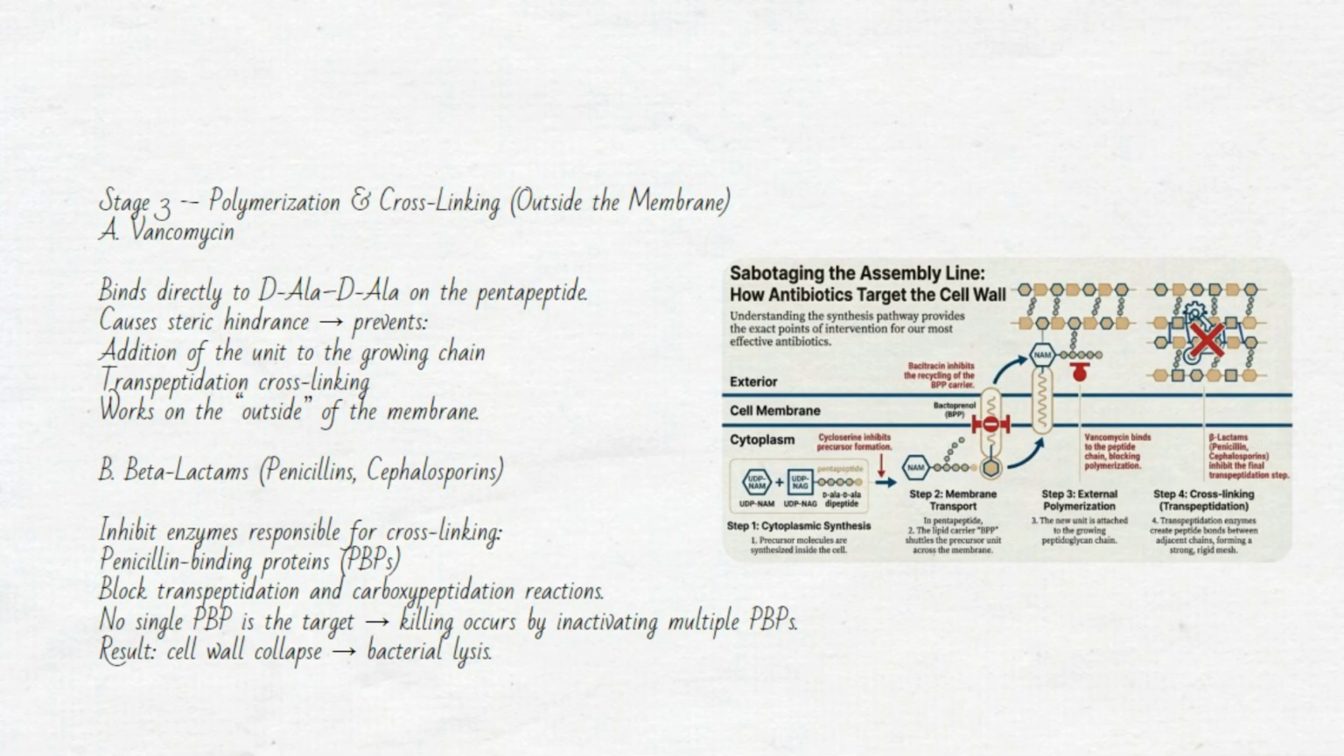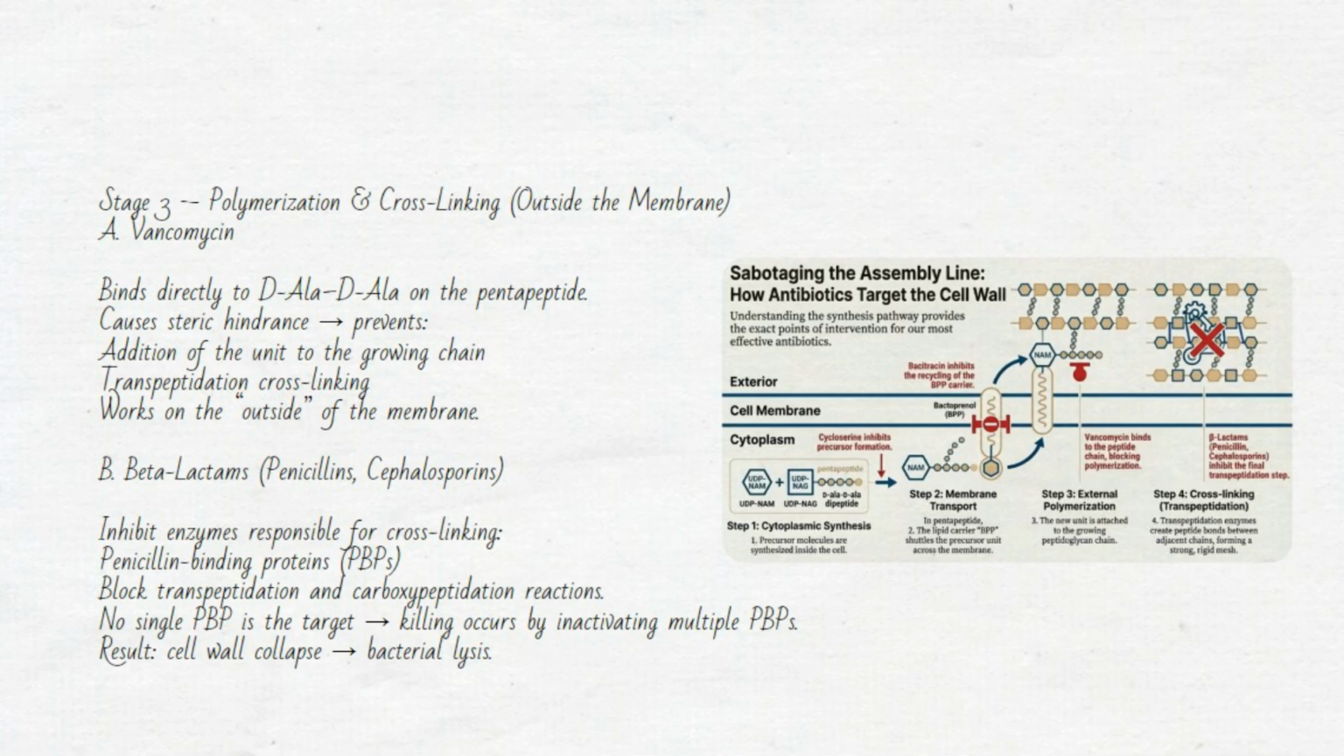So it just gets in the way, acts as a massive physical obstruction, blocking the enzyme from getting to the site. A pure steric blockade. Because vancomycin binds to the terminal D-ala-D-ala dipeptide, this antibacterial agent also prevents transpeptidation. And then the most famous group, the beta-lactams, penicillins and cephalosporins. Beta-lactams are unique. They block the actual cross-linking reaction itself.